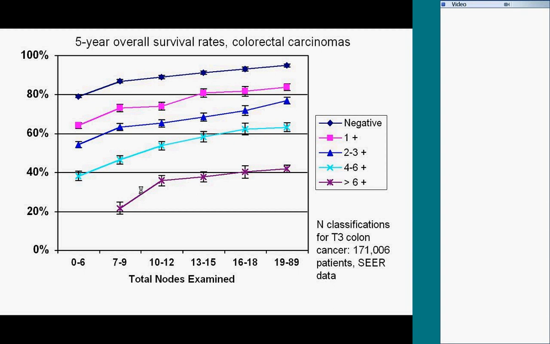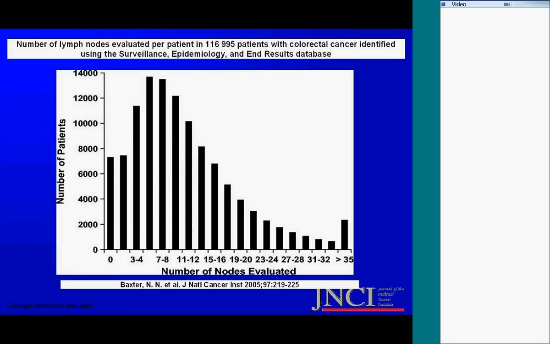And data for the TNM 7th edition supports these findings as well. When you look at the N classifications for T3 colon cancers, based on over 170,000 patients from the SEER database, you can see that the overall survival goes up even when you have positive lymph nodes, the more lymph nodes you find. So that is also why we recommend finding the largest number of lymph nodes that you can.